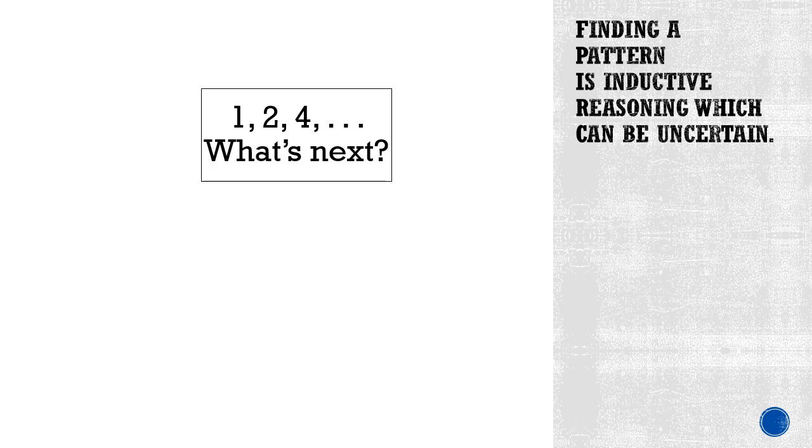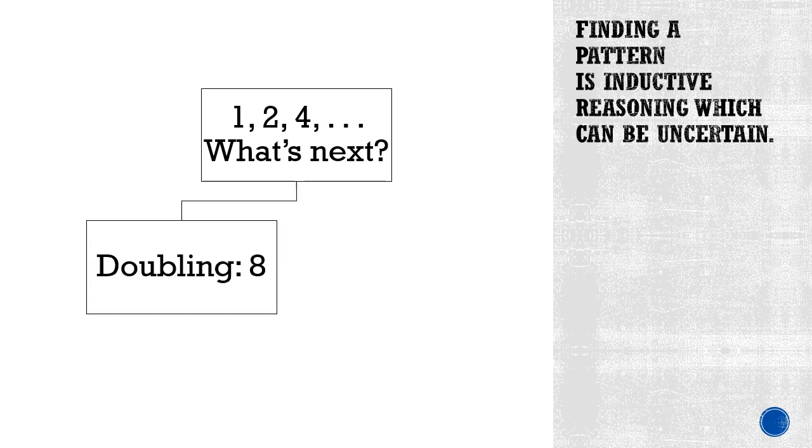For example, consider the sequence 1, 2, 4. What do you think the next number is? You might say 8, because the numbers appear to double. 1 times 2 is 2, 2 times 2 is 4, and so 4 times 2 is 8. But is that the only answer?